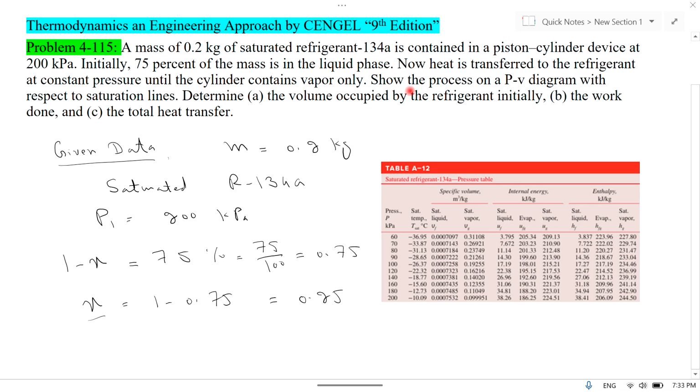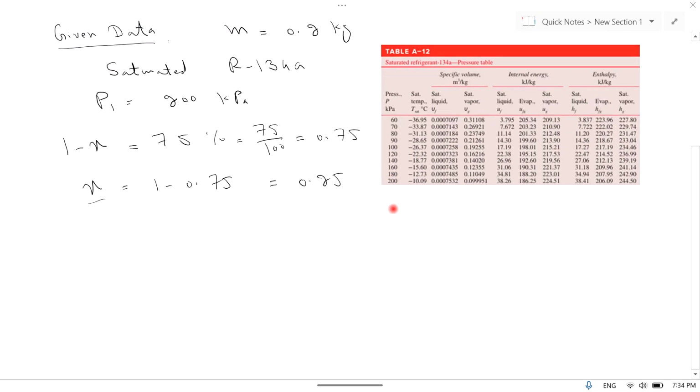Now heat is transferred to the refrigerant at constant pressure until the cylinder contains vapor only. So now after heating at constant pressure, constant pressure means that P1 is equal to P2, and P1 is given to us as 200 kilopascal.